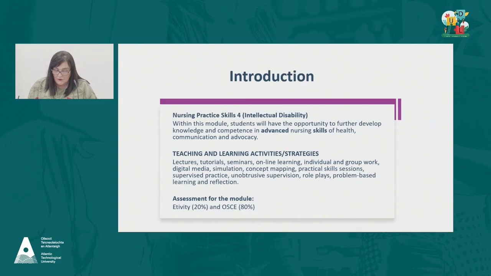Now, the module that I chose for the purpose of the UDL implementation was the Nursing Practice Skills 4 module, Intellectual Disability. During this module, students will have the opportunity to further develop their knowledge and competence in relation to advanced nursing skills of health, communication and advocacy. In addition, the student will be able to develop skills specific to delivering safe, evidence-based care, and they will be supported in developing their critical thinking in relation to assessment, goal planning, implementation and evaluation of nursing interventions when supporting a person with an intellectual disability to recovery or perhaps end-of-life care.